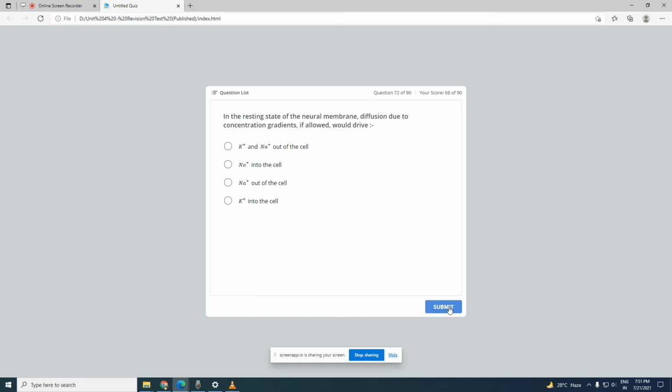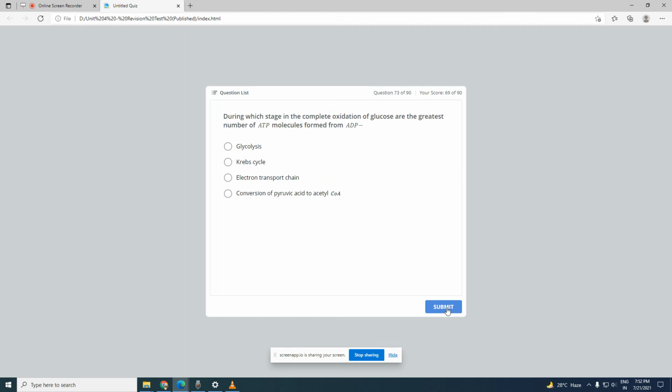Next question. In the resting state of the neural membrane, diffusion due to the concentration gradients, if allowed, would drive which one? K plus and Na plus out of the cell, or Na plus into the cell, or Na plus out of the cell, or K plus into the cell. So the right answer is Na plus into the cell.